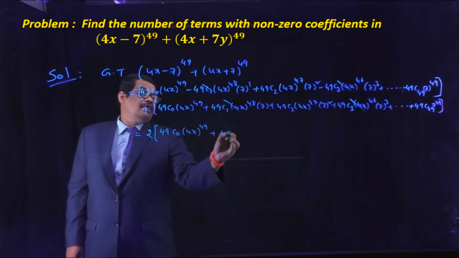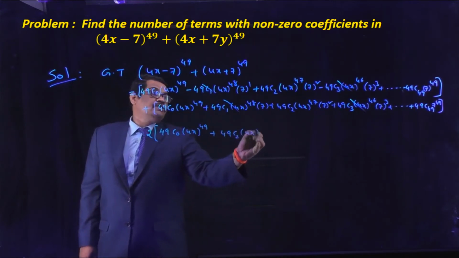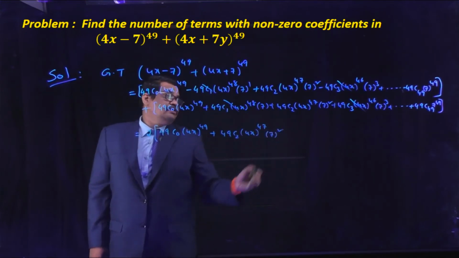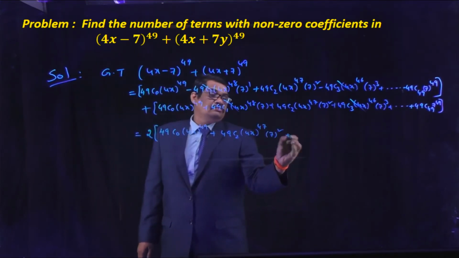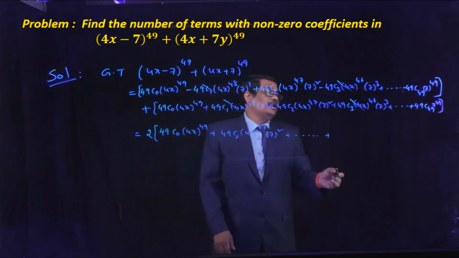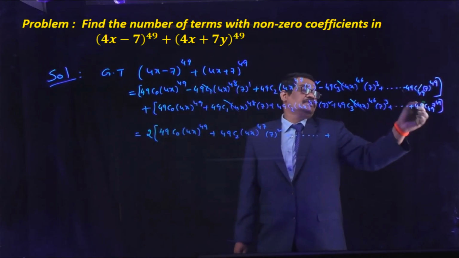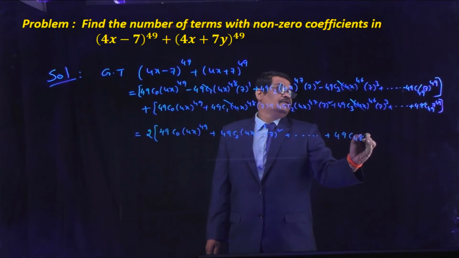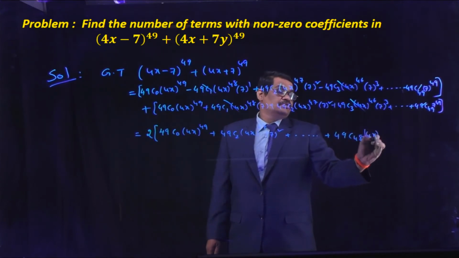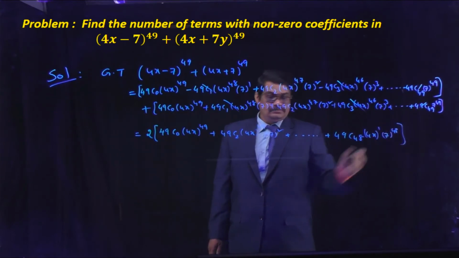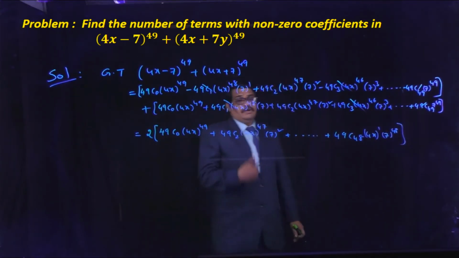Next, 49C2 into (4x)^47 into 7 squared, and so on. The last term is... so these will be cancelled. The term before it is 49C48 into (4x)^1 into 7^48. These are the remaining terms.